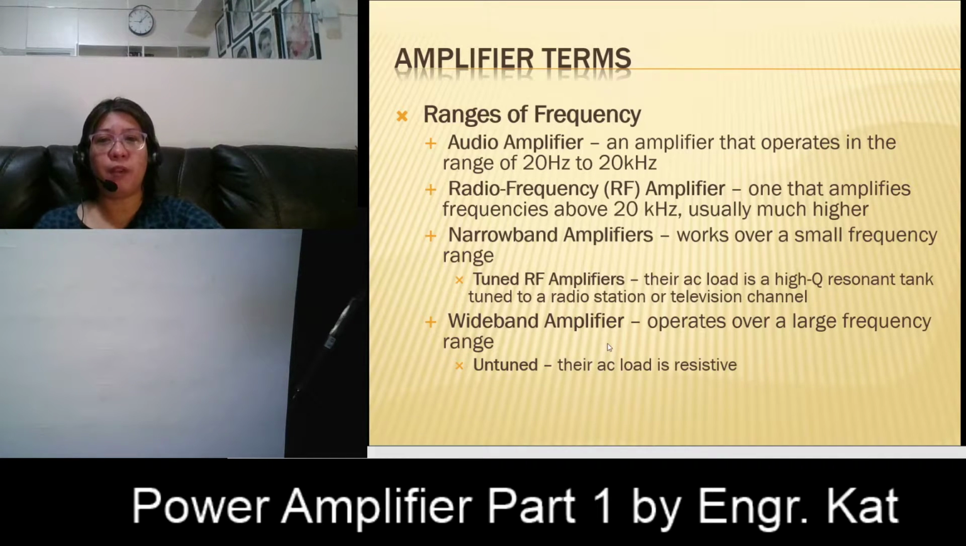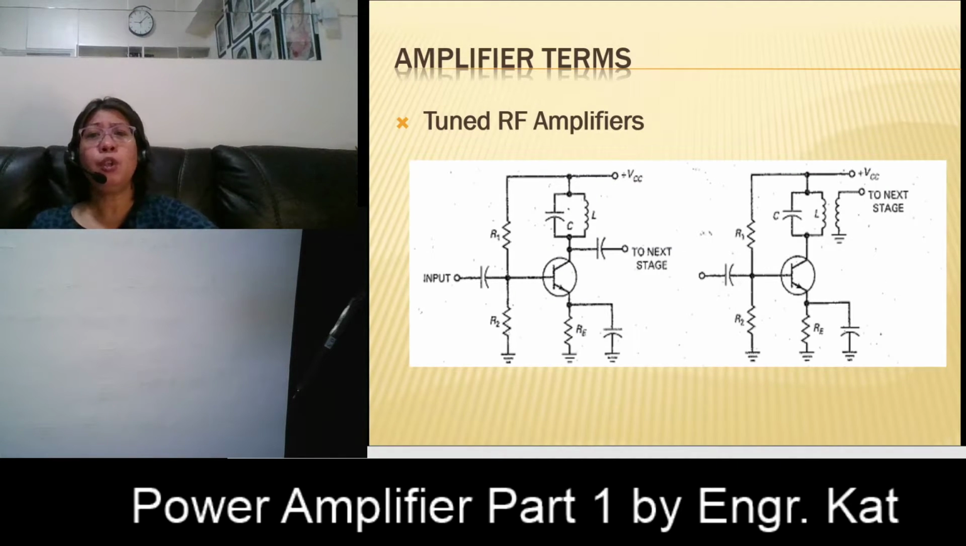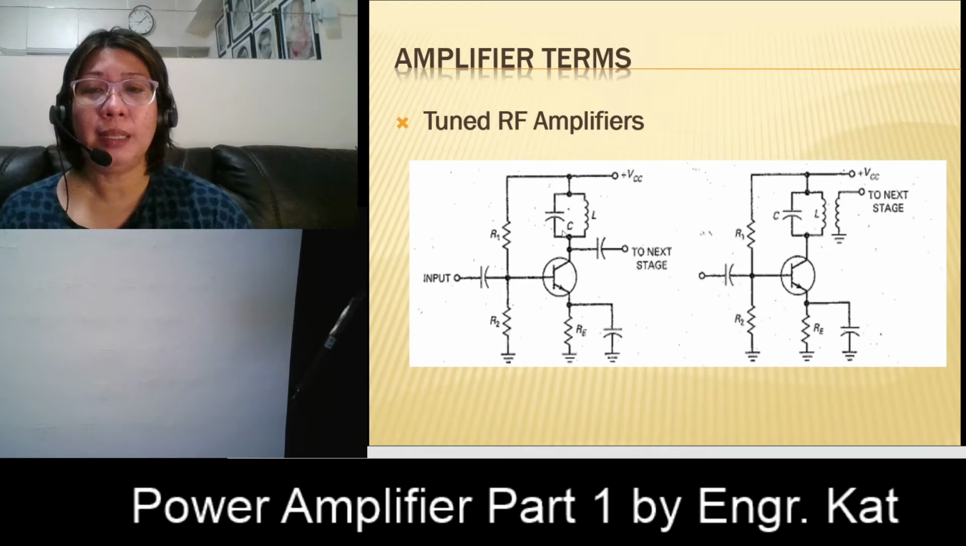For wideband amplifiers, the opposite of narrowband amplifiers, so usually narrowband amplifiers are used to tune a radio or television channel. Wideband amplifiers operate over a large frequency range, so we call this untuned. Okay, so their AC load is purely resistive, while the AC load here is made up of a resonant tank tuned circuit. So this is your tuned RF amplifier, in the form of a tank circuit. So they resonate at a certain frequency that is dependent on the value of your L and C.